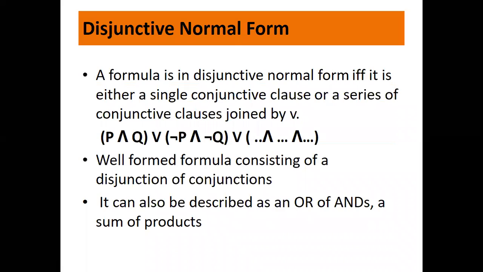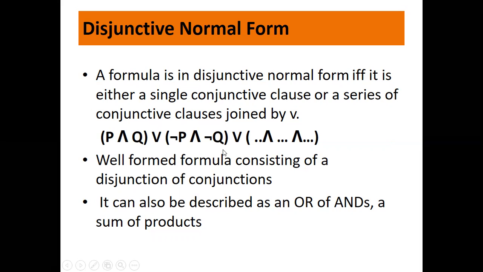Disjunctive normal form. A formula is in disjunctive normal form if and only if it is either a single conjunctive clause or a series of conjunctive clauses joined by or. So this is what you can see, right? A series of conjunctive clauses connected using disjunctive connectives. So it is a disjunction of conjunctions, a well-formed formula consisting of a disjunction of conjunctions.